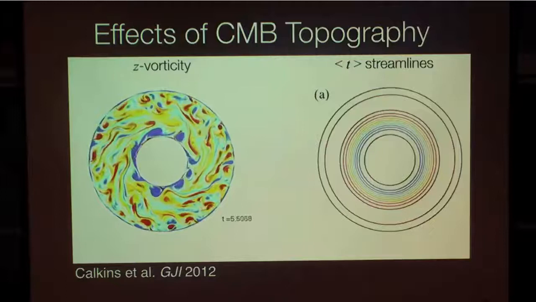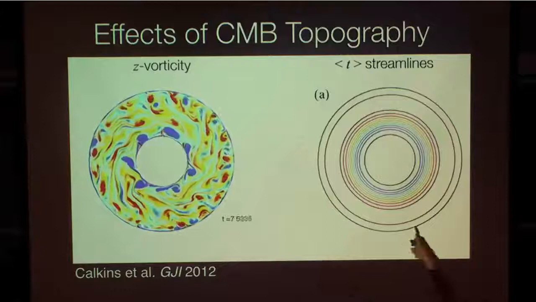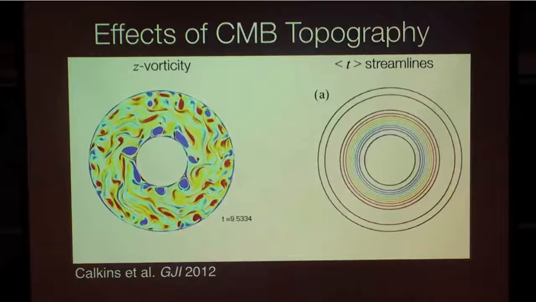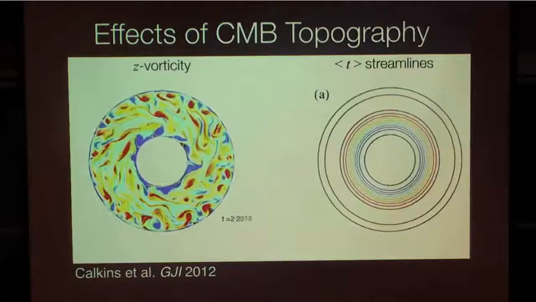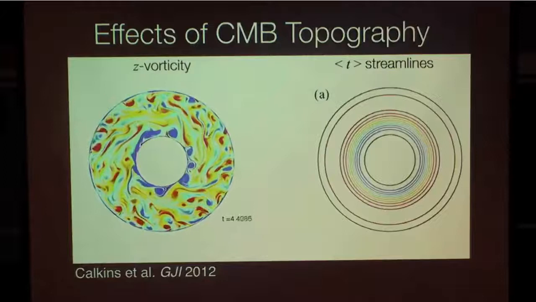But if you average in time, these are the streamlines where all the material's moving over a diffusion time or two averaged. You can see everything's perfectly axisymmetric. There was no special location. Everything's just going around. The stuff near the inner core is going westward, and the stuff near the outer boundary at the equator is going eastward. Okay, now let's add a ridge.